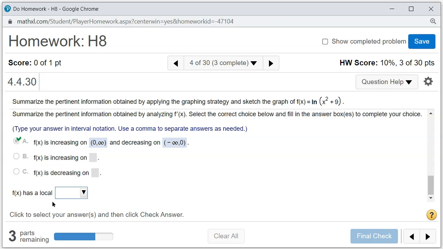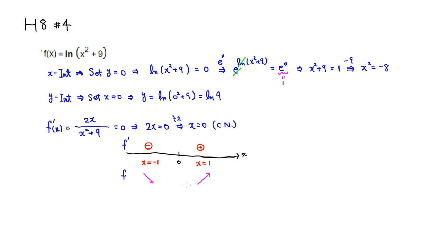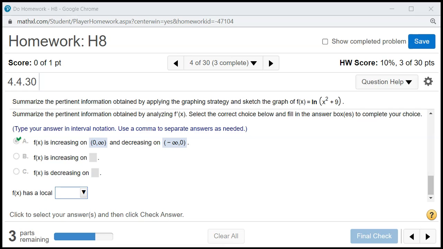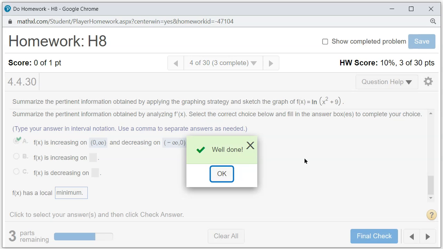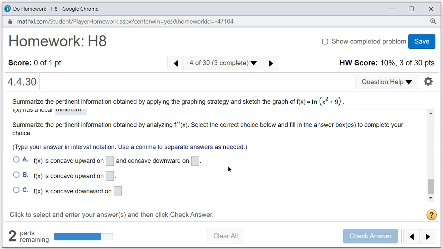So then it has a local... let's look at that. It's decreasing turning into increasing, so it's going to be a local minimum, right? So at this point, you're going to have a local minimum because you have a valley there. I'm going to go back out here. You're going to have a local minimum, right? Check that. Got that.